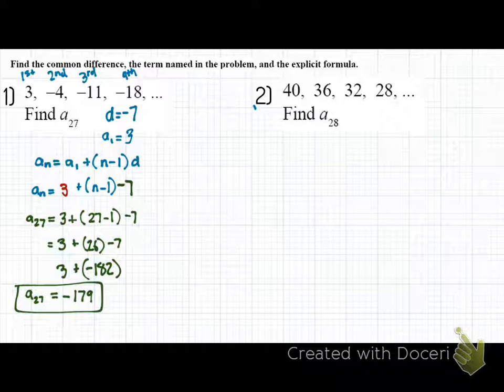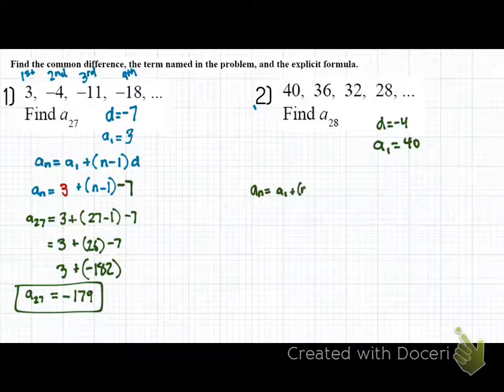Okay, number 2, almost done. Is this an arithmetic sequence? If so, what's the common difference? Negative 4. Good. So we have a difference of negative 4, and we're going to try to figure out what a sub 28 is. So I would figure out my explicit formula, plugging in the numbers. We replace a sub 1 with 40 because that's the first term, and then negative 4. But I want to know what a sub 28 is. What's the 28th term? If I were to write 28 numbers in the sequence out, what would the number be?